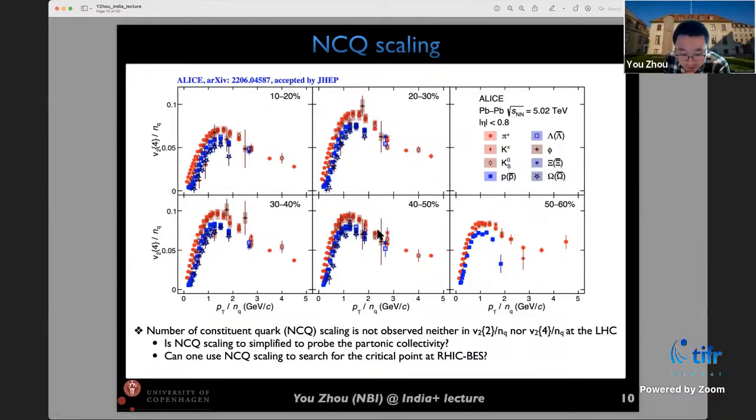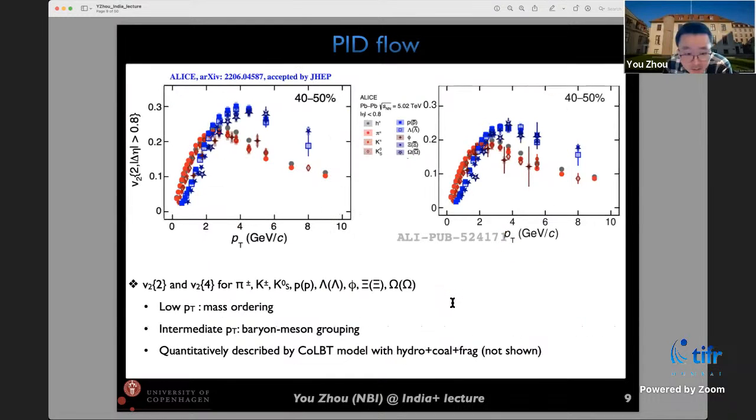Thanks for asking this, because I think this is a very important question. I fully believe that the NCQ scaling concept has been used too widely, which is completely incorrect. There are many papers which describe NCQ scaling as broken. In fact, we saw this back in 2015 with the first PID flow study in ALICE at Run 1. Later on, we also see NCQ scaling broken at top RHIC energy by STAR and also by PHENIX.